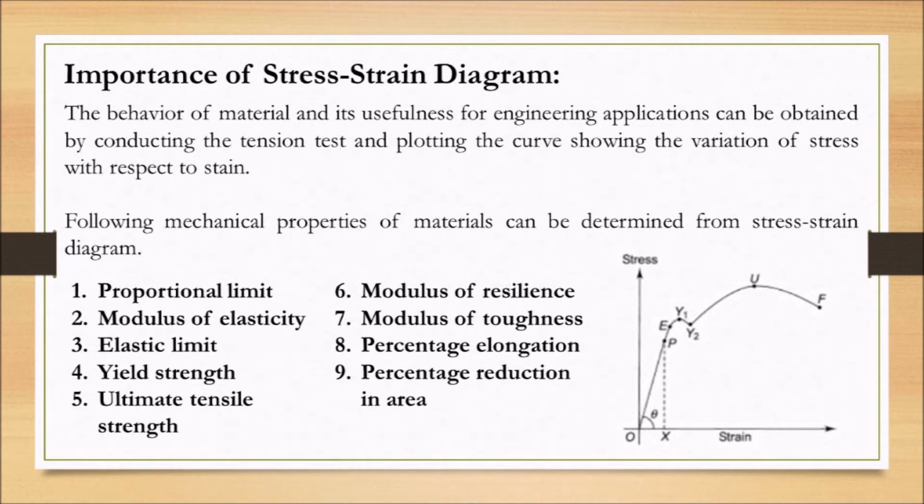By using the stress strain curve, the behavior of the material and its usefulness in engineering applications can be obtained. Mechanical properties of a material that can be determined from the stress strain diagram are proportional limit, modulus of elasticity, elastic limit, yield strength, ultimate tensile strength, modulus of resilience, modulus of toughness, percentage elongation, and percentage reduction in area.